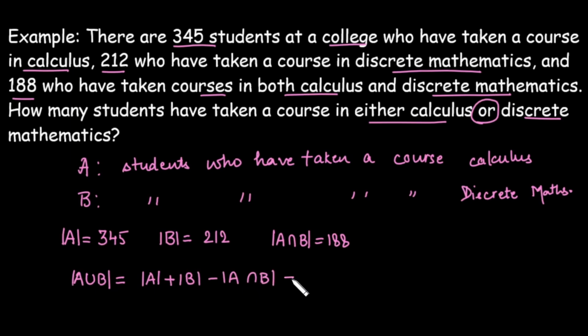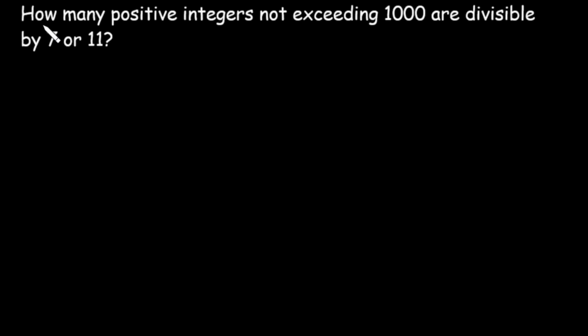Plug in these values here. We have 345 plus 212 minus 188, and this is equal to 369, and that is the final answer in this case. Taking the next example: how many positive integers not exceeding 1000 are divisible by 7 or 11?